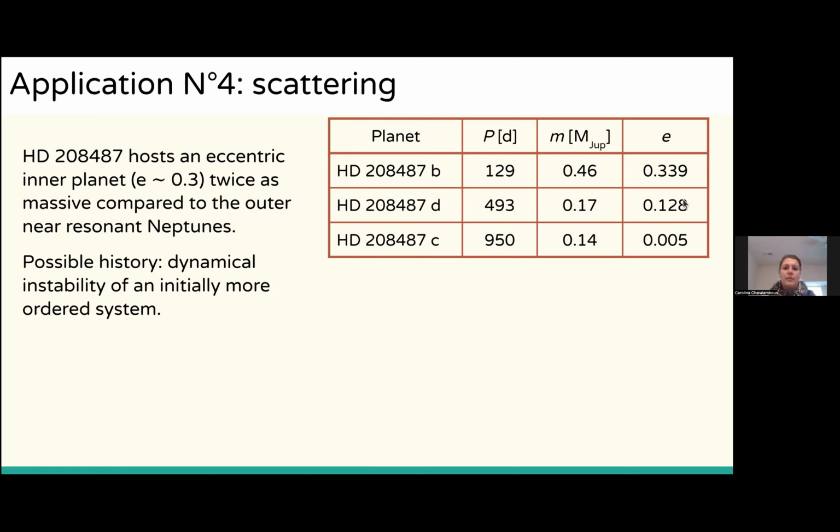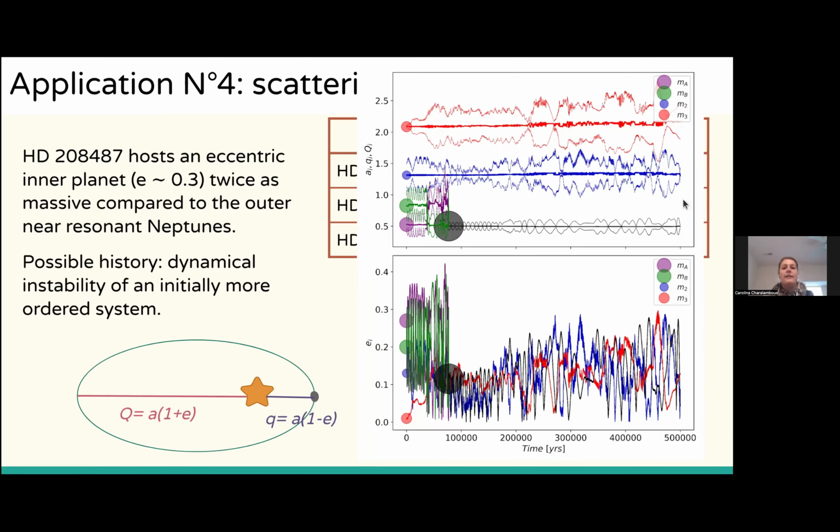So maybe this system was formed in a peas in a pod configuration: four planets, evenly spaced, similar masses, and maybe they underwent some kind of instability that led the system to what we observe nowadays. So we started our configuration like that. We began with four planets instead of three, similar masses, evenly spaced, and we let them evolve for some amount of time, just due to their gravitational interactions.